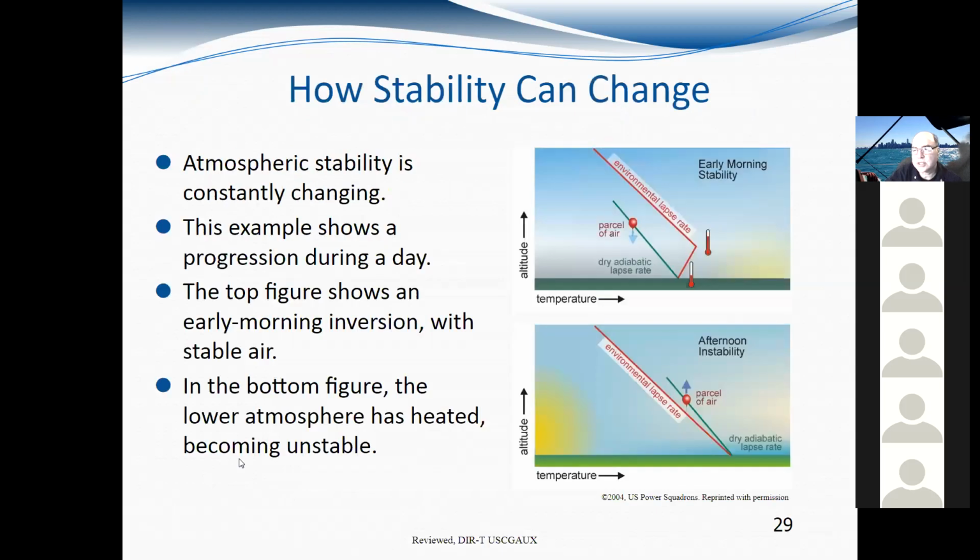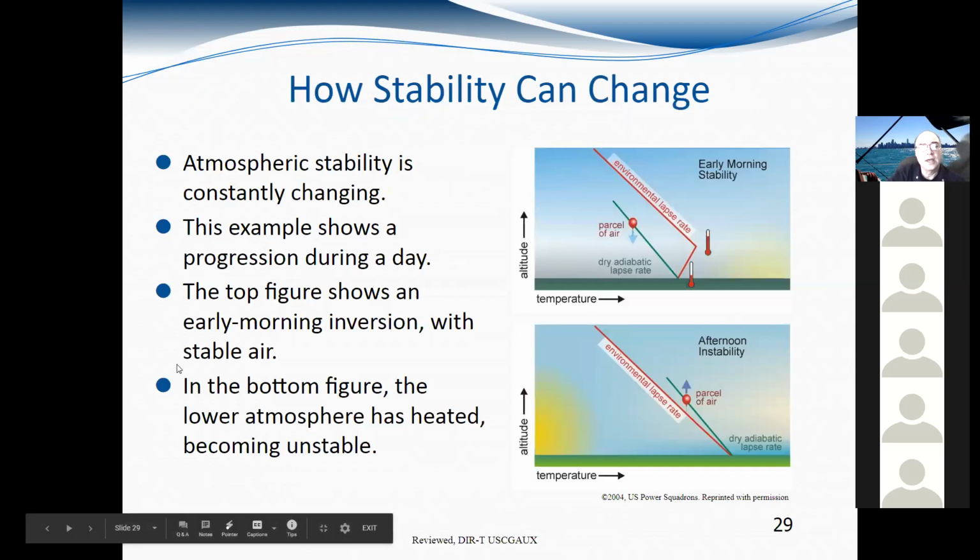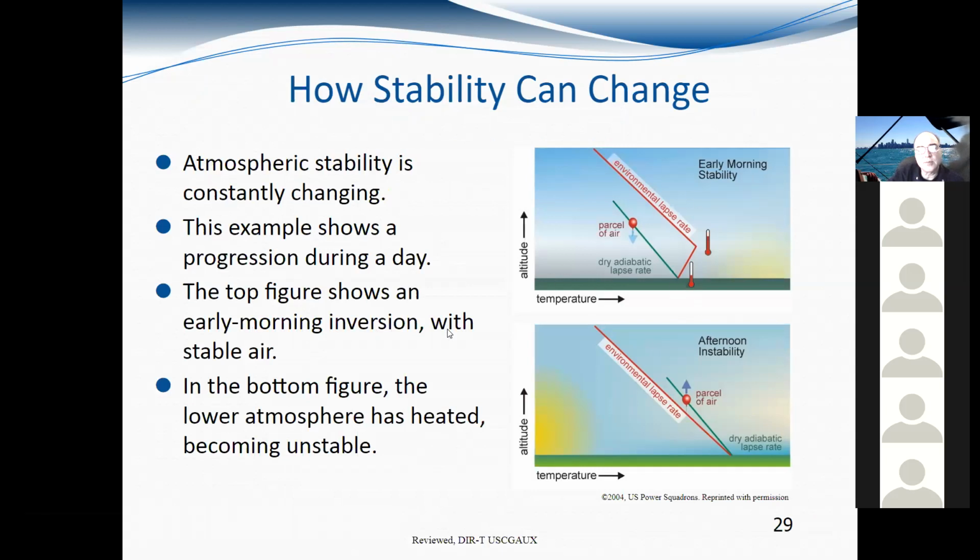So what can change that stability? How did it get to such an unstable point? Atmospheric stability is constantly changing. Here's an example. It shows progression during the day. You get the morning, early in the morning. The top figure shows an early morning inversion with stable air. You don't have a lot of weather happening. It's a summer morning, maybe. There's a parcel of air just kind of floating around down here. It rises a little bit, but then it becomes heavier than the air around it, so it just sinks right down. So nothing really much is happening.